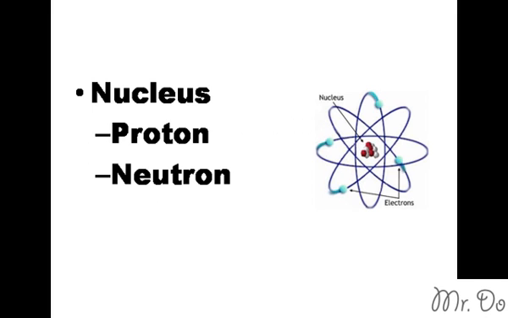An atom is composed of 3 things. In the middle is called the nucleus, which has protons and neutrons. Protons are positive and neutrons have no charge. And then on the outside are the electrons.